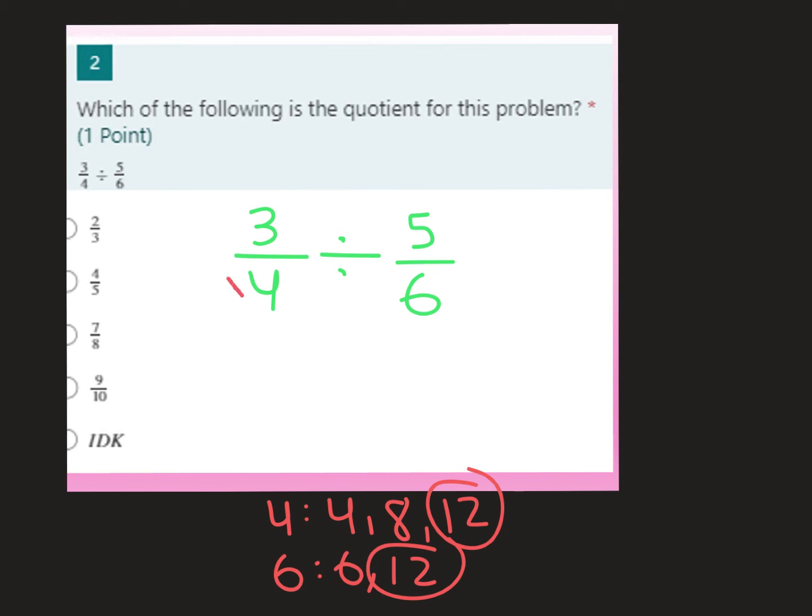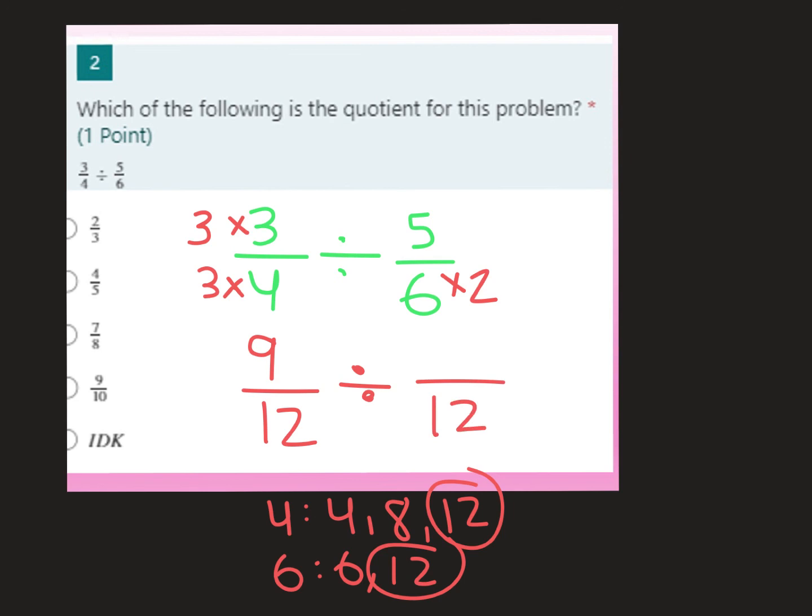So in order to get to 12 from 4, we multiply by 3. Whatever you do on the bottom, do on the top as well. 3 times 3 gets me 9. Second fraction, we still are trying to get 12 on the bottom. So if you do 6 times 2, that'll get us 12. Whatever you do on the bottom, have to do on the top as well.